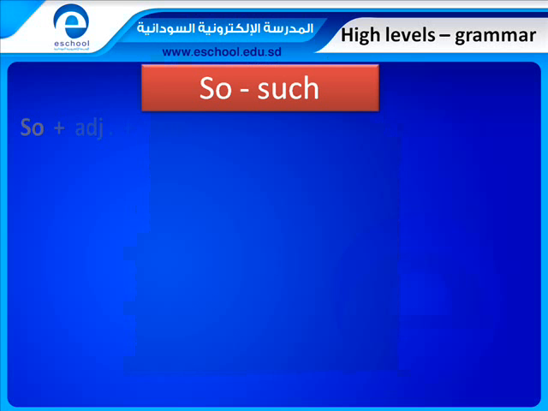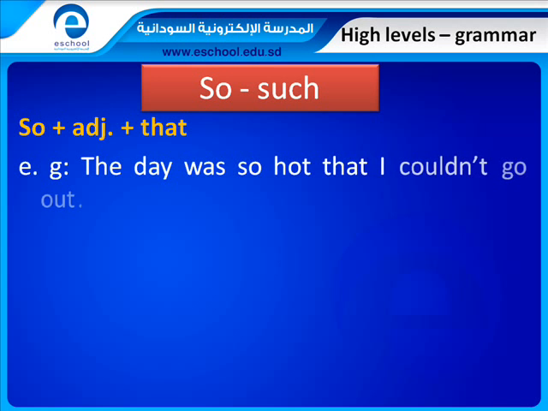The use of so and such. Our rule of so is so plus adjective plus that. Example, the day was so hot that I couldn't go out. Our word here is so, and after that hot is an adjective, and after it we write the word that.